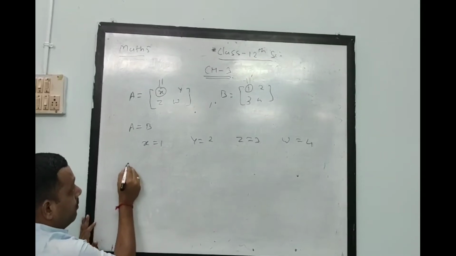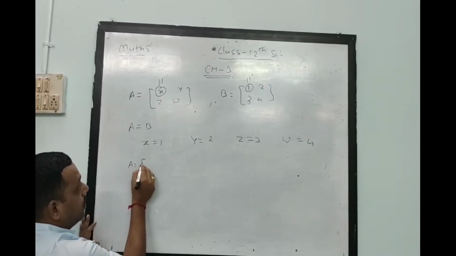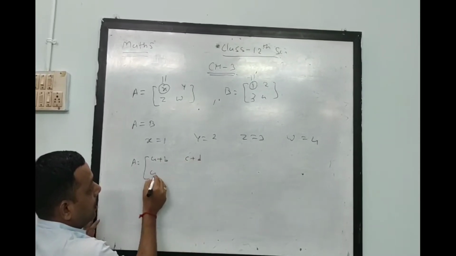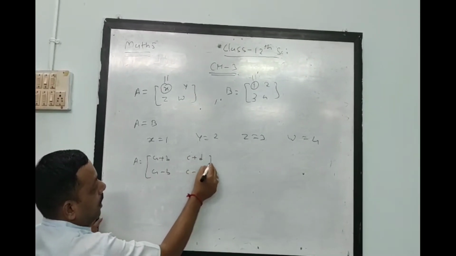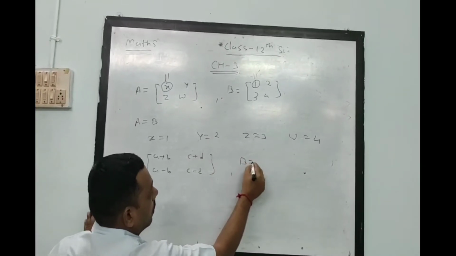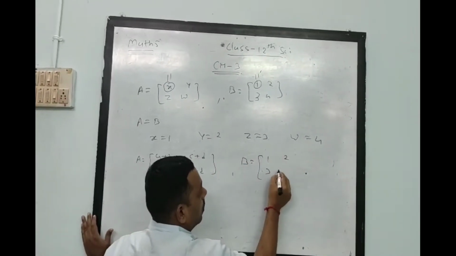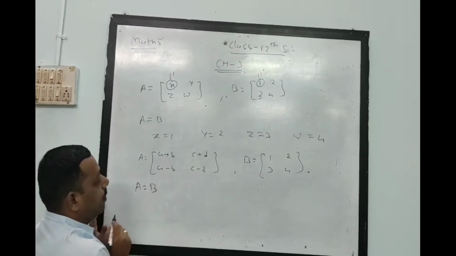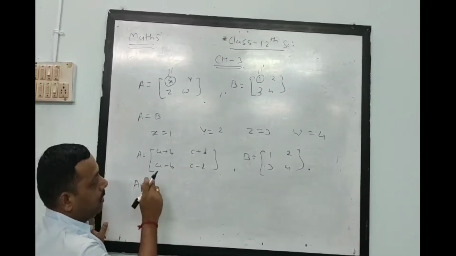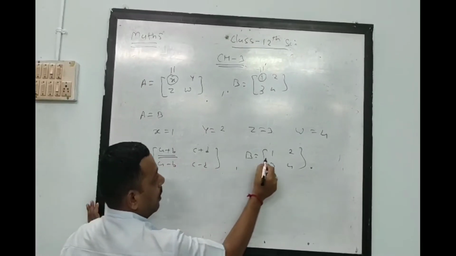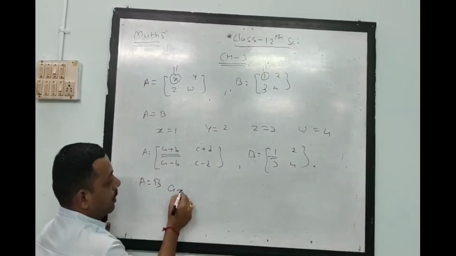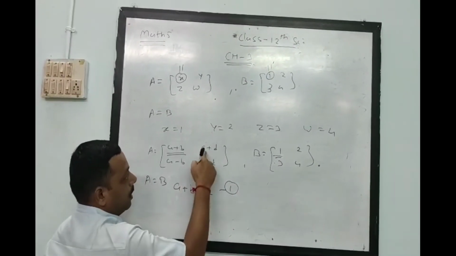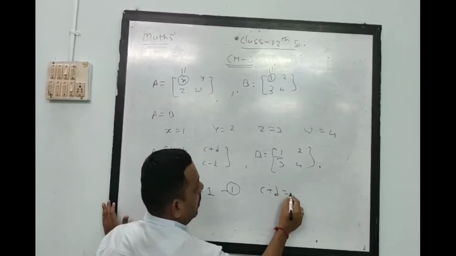Same way, sometimes we will get an equation. Say A is equal to the matrix with entries A plus B, C plus D, A minus B, C minus D, and B is given as 1, 2, 3 and 4. Then the relation is A equal to B. So what will we do in this case? Again we will equate first entry with first entry. So we will say A plus B is equal to 1. This is equation number 1. Next, C plus D is equal to 2.